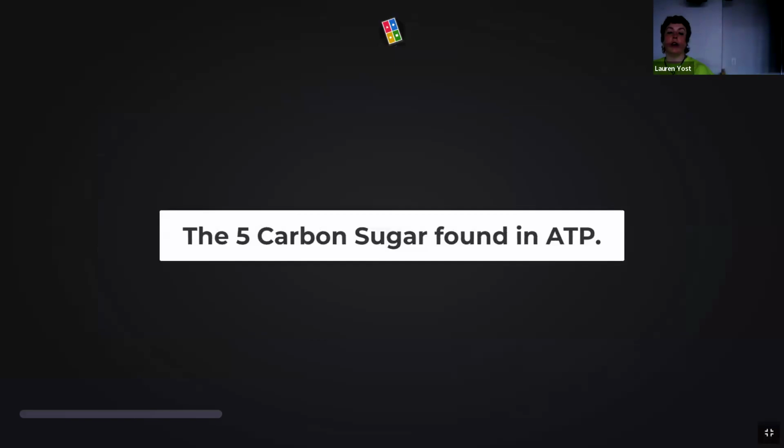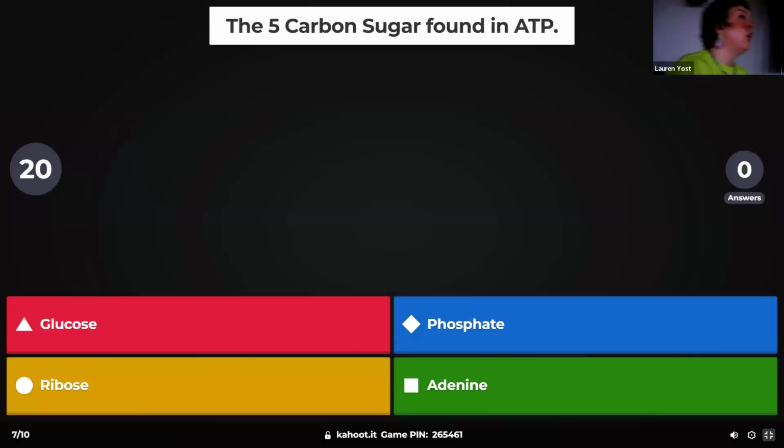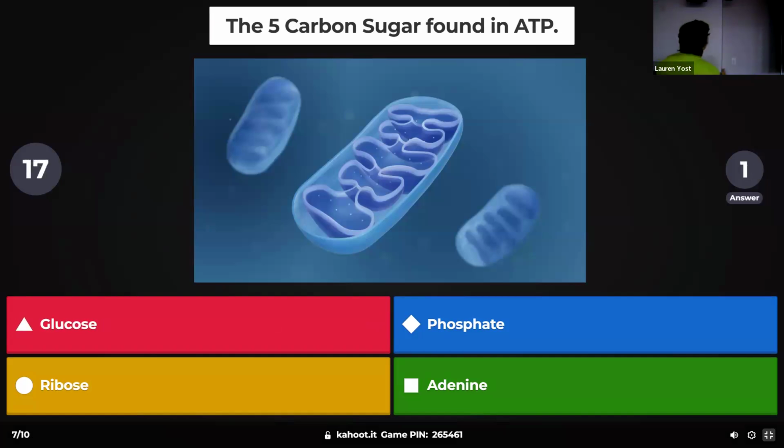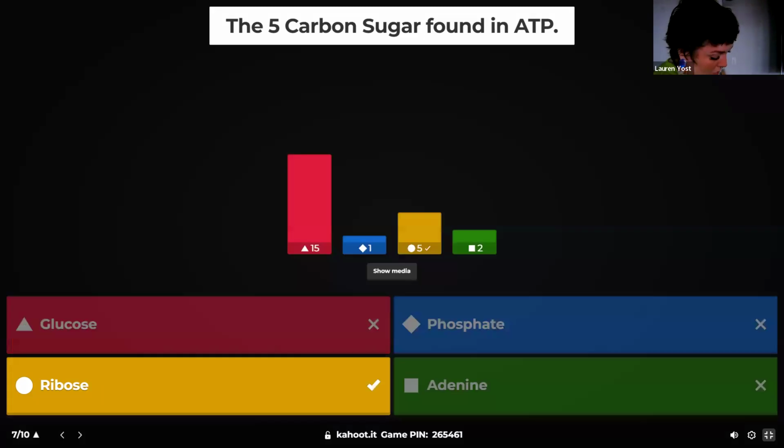Okay, so question 7, the 5-carbon sugar found in ATP. We actually introduced this in chapter 2 as well, but it became a big fixture for chapter 10 again, creating cellular energy. The 5-carbon sugar that is found in ATP is ribose. If you had watched the lecture for chapter 10, then you would know that glucose has how many carbons in it? 6, and that's key for understanding how we get ATP from glucose.